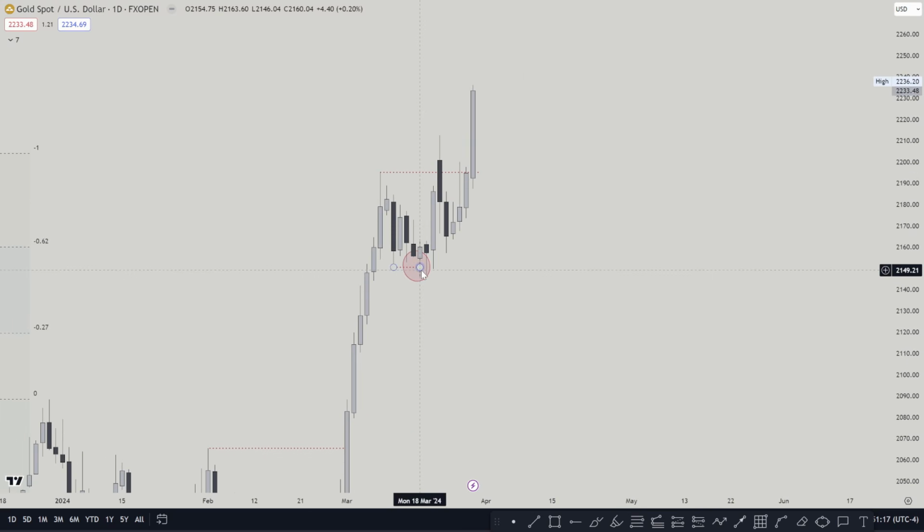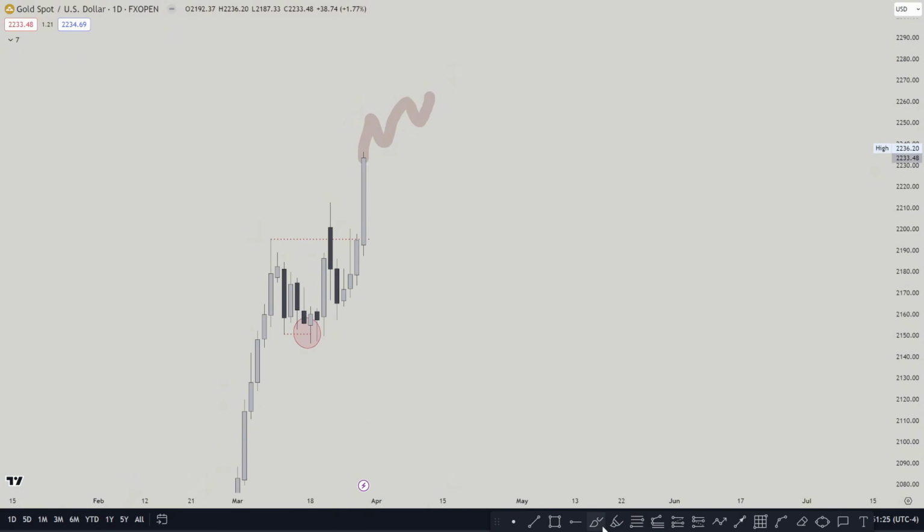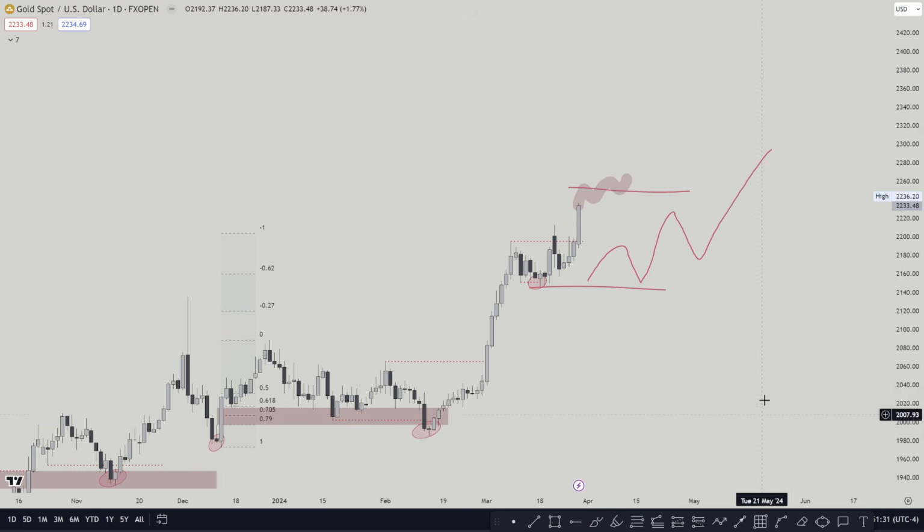We have this low taken, broke structure. I'm going to be looking at this new range here. So as we go up, I'm going to be looking for discounts below 50% in order to go higher. That's the one. So that's how we apply the market structure the right way.